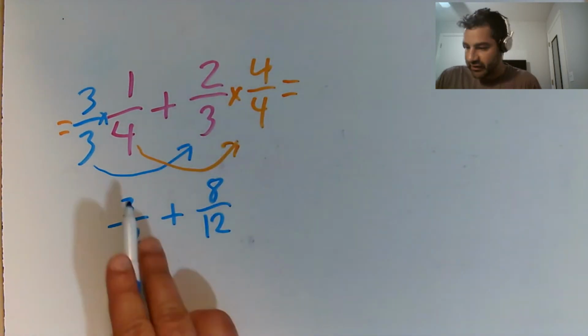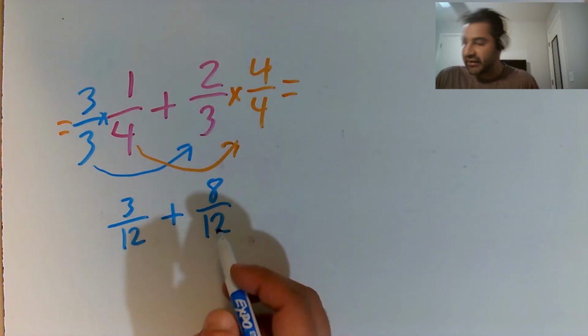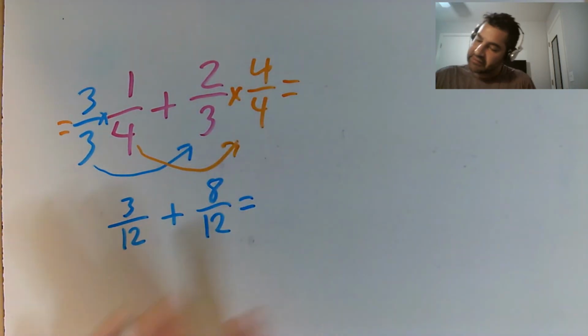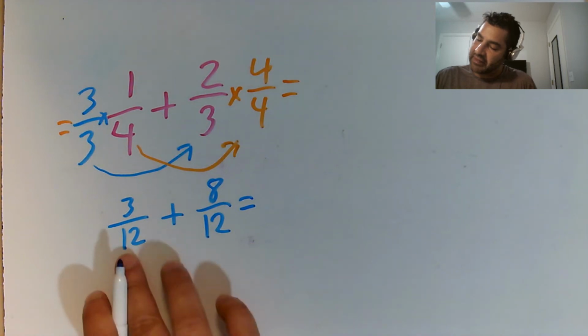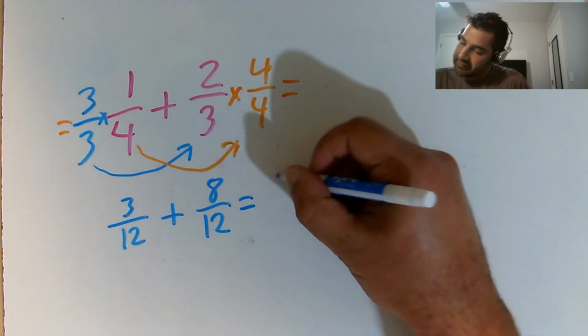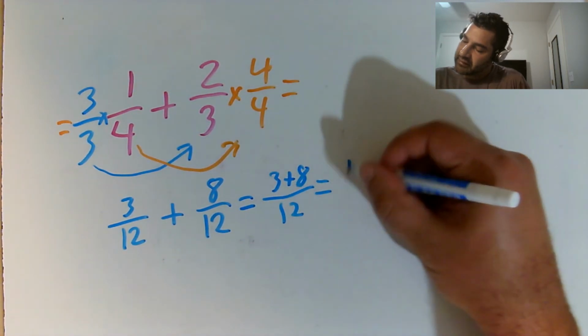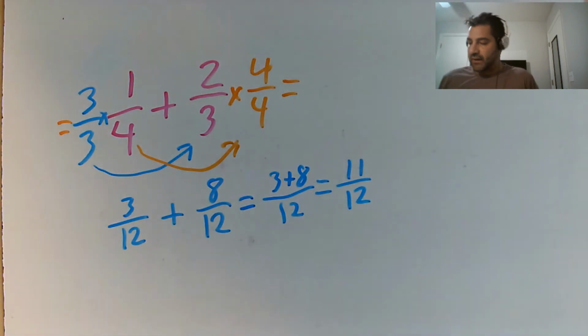So now we're dealing with 3/12 walking around and 8/12 walking around. And now we have the same amount on the bottom. So now we can just add these. So 3 plus 8 is 11, 11/12. Subtracting is the same thing. With subtracting, you're going to do the same exact thing.